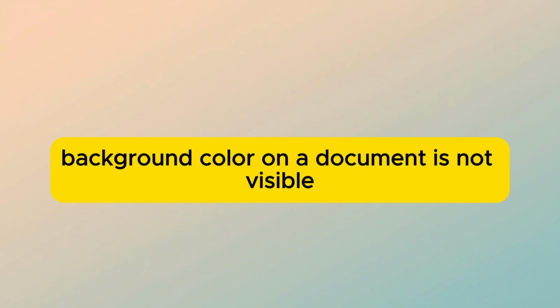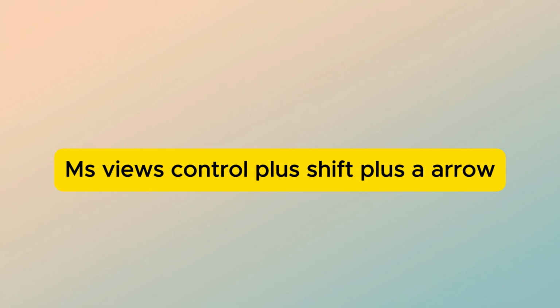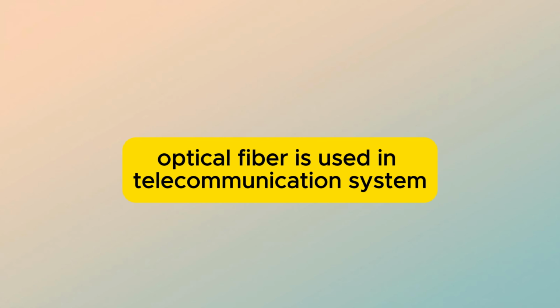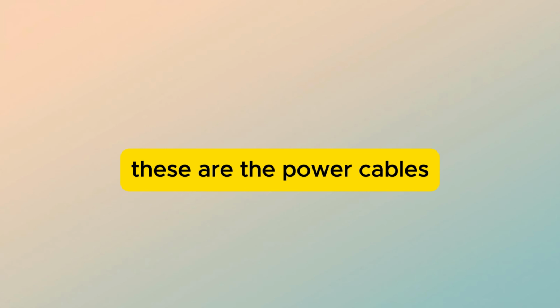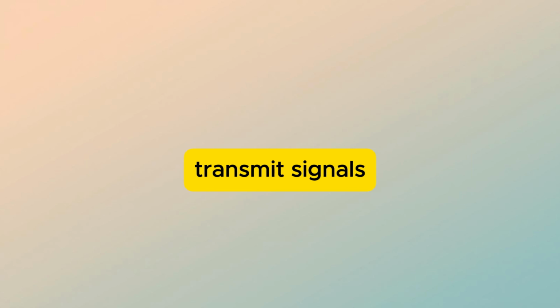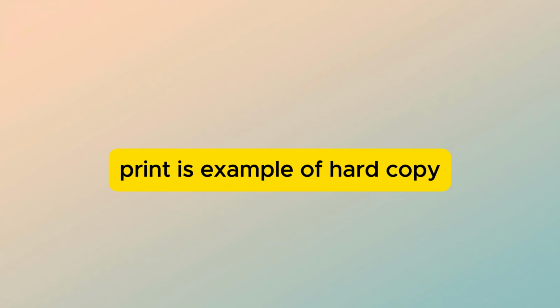Background color on a document is not visible in print preview. Select using Ctrl plus Shift plus up arrow. Optical fiber is used in telecommunication systems. These fiber cables are used to transmit signals. Spelling and grammar check is available in Review. Print is an example of hard copy.